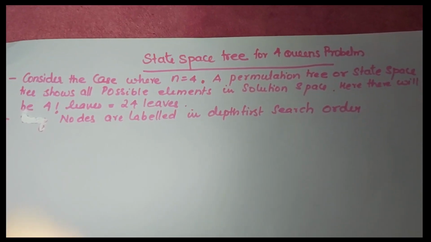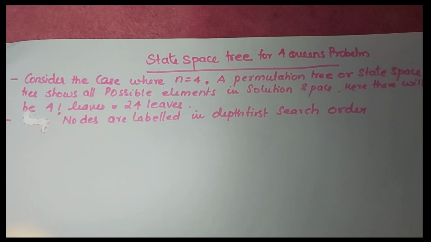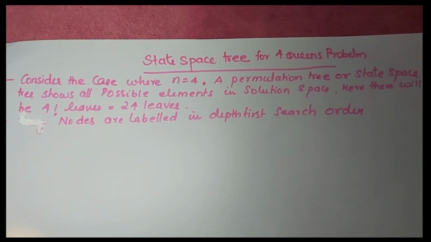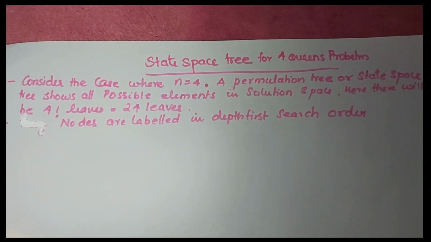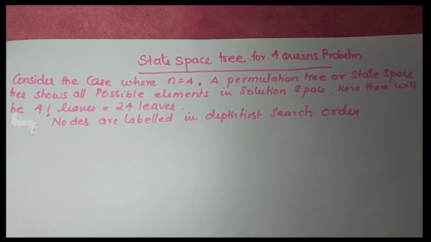Now we are going to draw a state space tree for the 4 queens problem. It's a very important question because it's asked in all question papers. So first we consider the case where n is equal to 4. It's a 4 queens problem, so n is taken as 4.